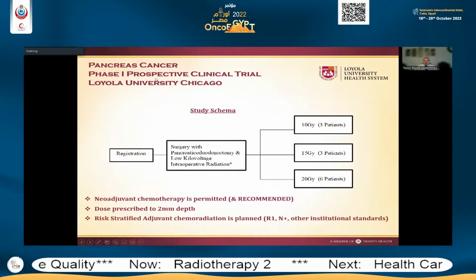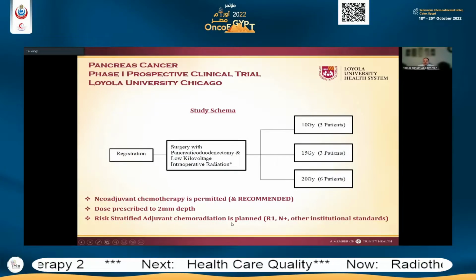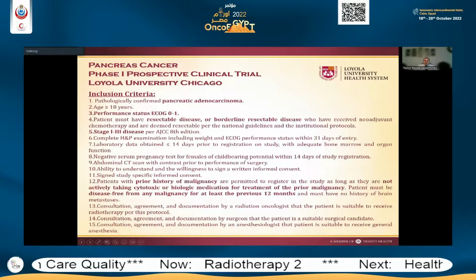So our study is a phase 1 prospective study. Neoadjuvant chemotherapy is permitted, dose prescribed to 2 millimeter depth, and risk stratified adjuvant chemoradiation is planned for R1 resection, node positive disease, or any other institutional standards, starting with 10 Gy, then 15 Gy, then 20 Gy. Inclusion criteria include resectable and borderline resectable pancreatic cancer patients, stage 1 to 3.